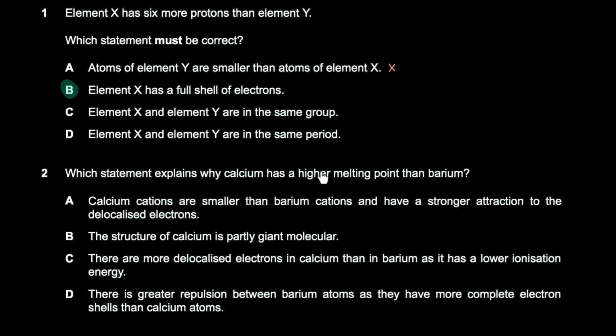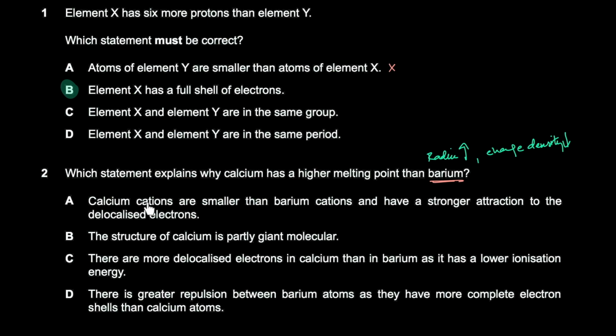Which statement explains why calcium has a higher melting point than barium? Now, calcium is higher up in the group, barium is further down in the group. And because the cations become larger, the charge density decreases. So the ionic radius increases, so the size of the cations increases, which means that the charge density decreases. And because the charge density decreases, we have weaker metallic bonds down the group. We have a weaker attraction between the ions and the delocalized electrons.